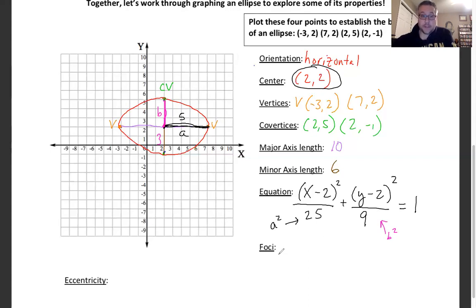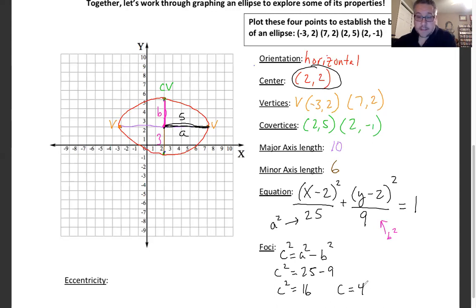Now, there's something known as the foci. Those are those special focal points that we saw in the example with the pool table, and also with that interactive example with the track. How you find that is given by an equation, c squared equals a squared minus b squared. So c squared equals 25 minus 9, which is 16. You take the square root of both sides. The square root of 16 is 4.